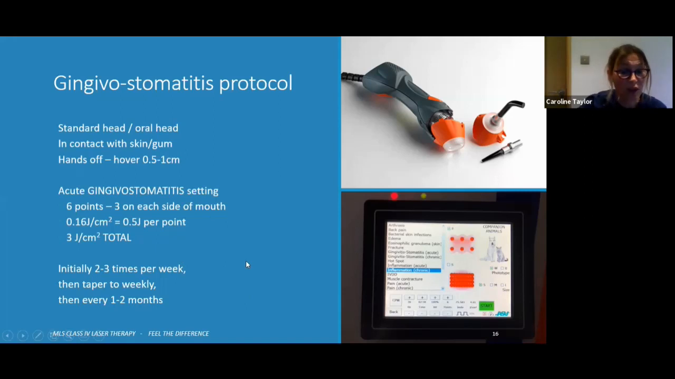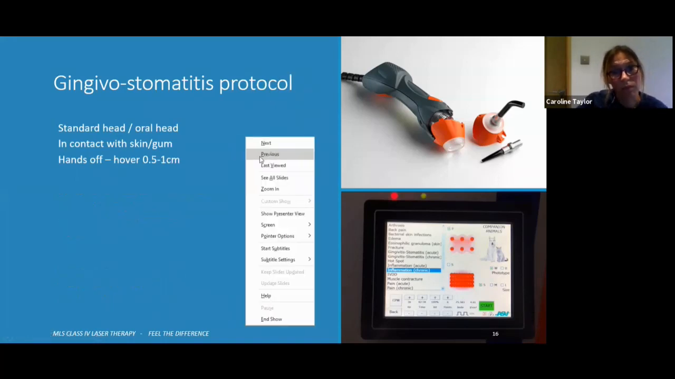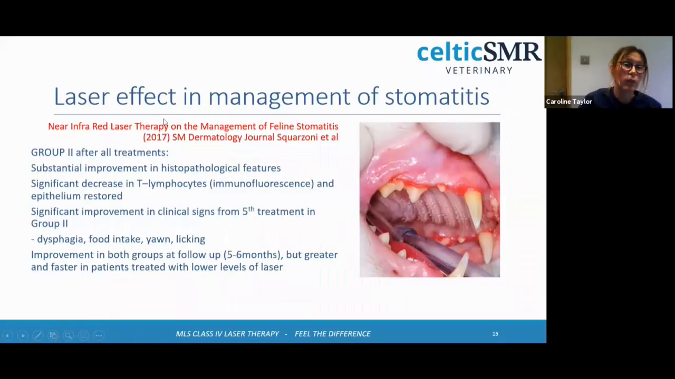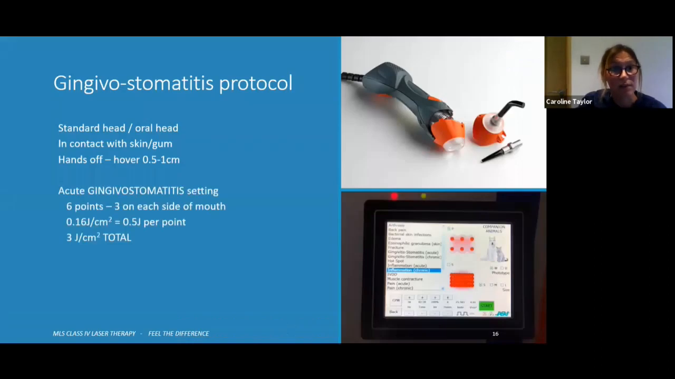So if I just go back here, it's shown that there was significant improvement in clinical signs. You were asking earlier, John, how soon it can make a difference. There was significant improvement in pain immediately, but in dysphagia, food intake, yawning and licking after 5 treatments, so that's after 2.5 weeks. And in follow-up, both groups improved significantly, but there was greater and faster improvement when using the slightly lower levels of laser in the mouth, because you're so close to the gum that you need a lot lower level than when you're treating skin disease and ears.